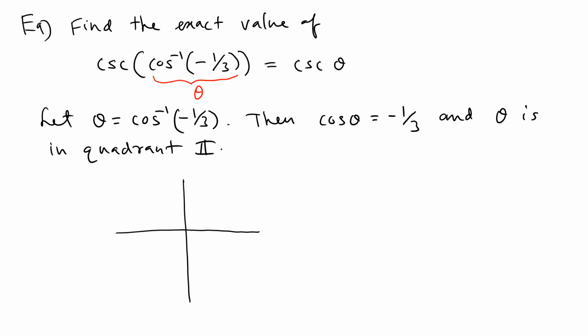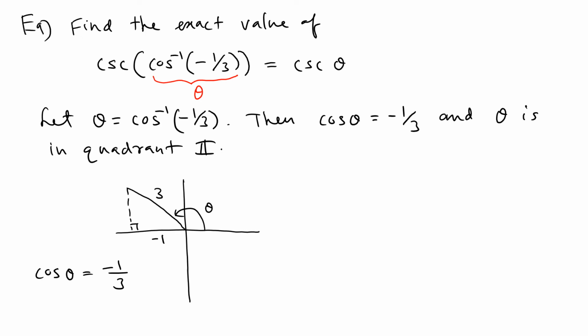This is in the second quadrant, so you're going to get something like that. This is the angle theta. What we do is drop the perpendicular as we did before. So this is the cosine theta. Cosine theta equals -1/3, so this is -1, and 3 is the hypotenuse. So the adjacent over the hypotenuse.